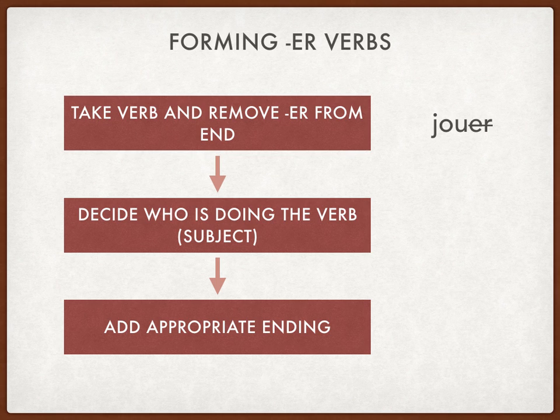We're going to chop off the ER. Then we decide who we're speaking about, so say, for example, I want to talk about myself. I will use I or je in French. Then I can add the correct ending to the end of the stem that I took from step 1. So je joue means I play in French.